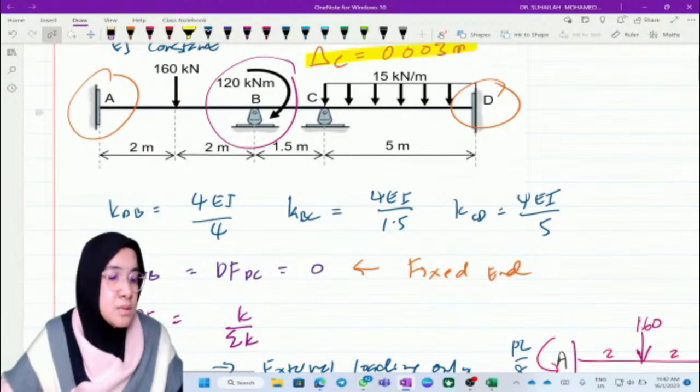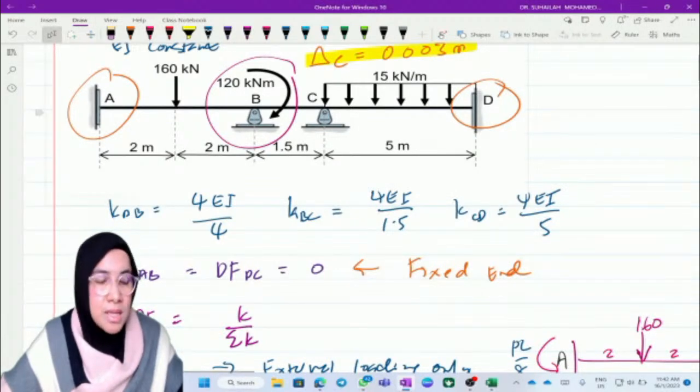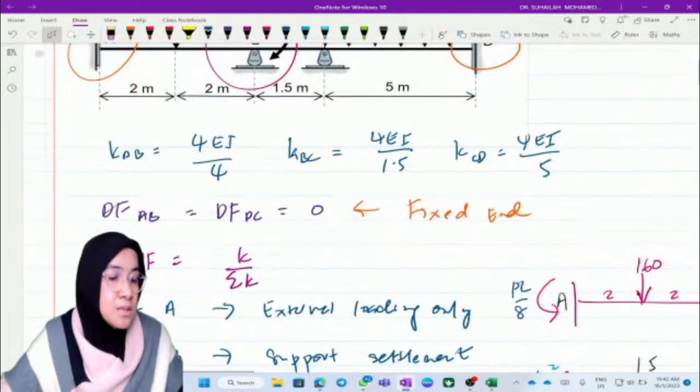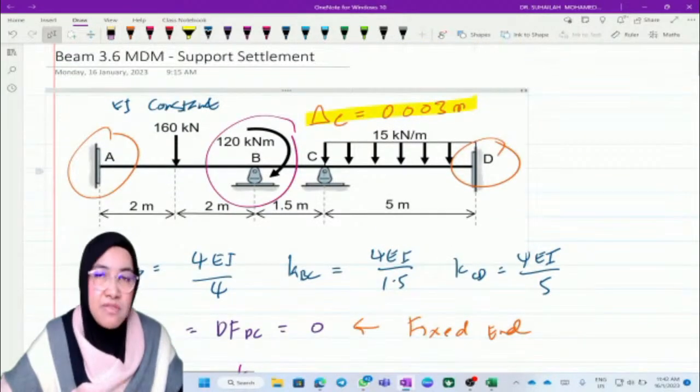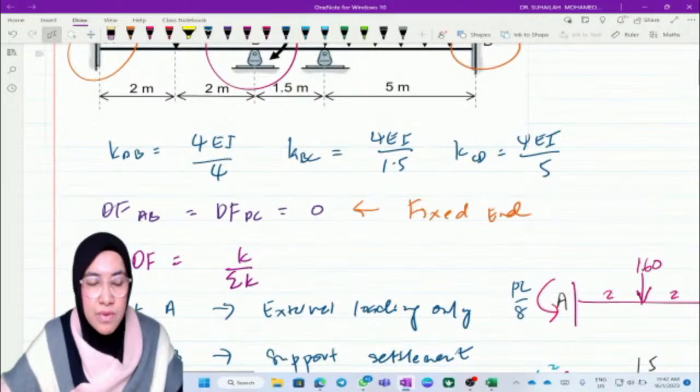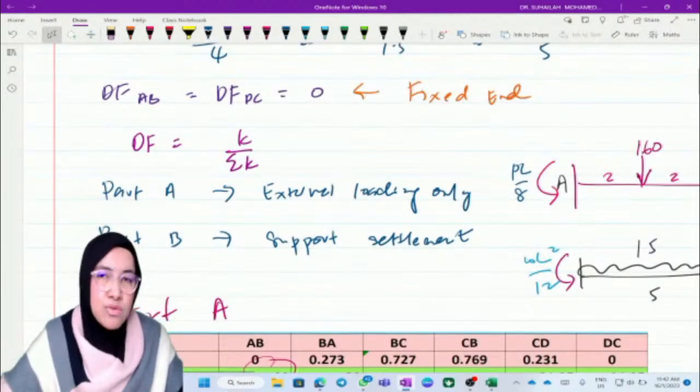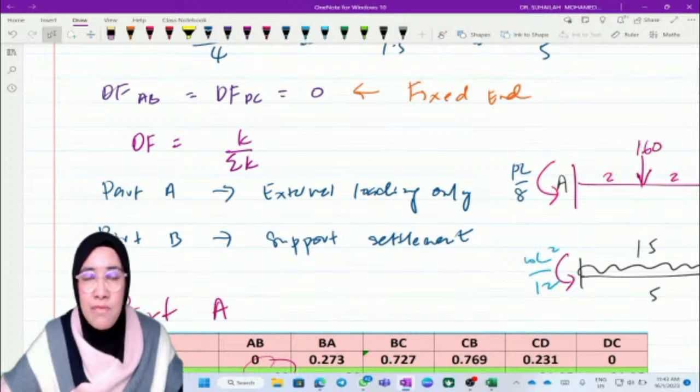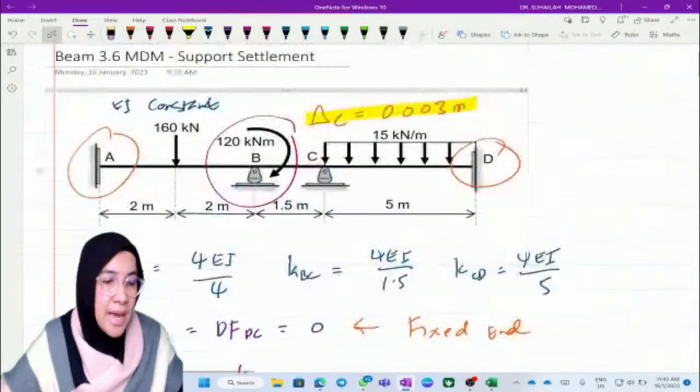There is a 160 point load at the center of member AB, a joint moment or applied moment at B, and CD is subjected to a UDL along CD. In addition to that, we have support settlement at C of magnitude 0.003 meter. So calculate K and the distribution factor first. Make sure you use the right formula for K. Please look at the far end condition at A and D.